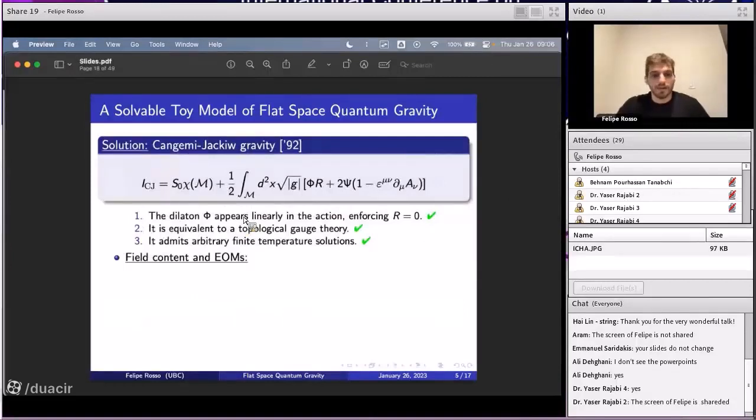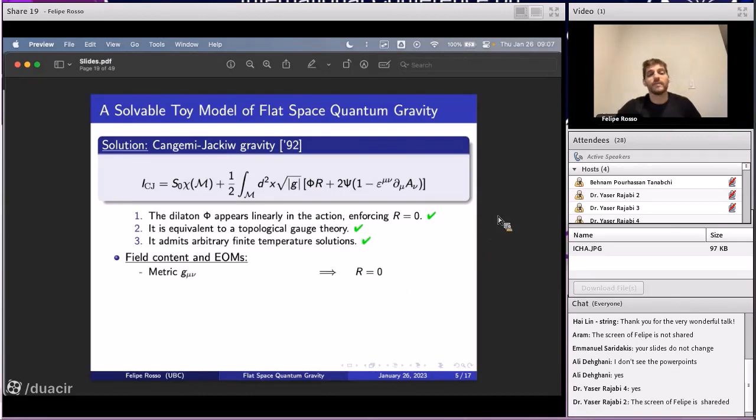So the features that this action has, that from now on I will call CJ gravity, are the ones listed over here, 1, 2, and 3, okay. And the main thing that adding this scalar psi and this abelian gauge field A are buying for us is that now the theory admits arbitrary temperature, finite temperature solutions, okay? In order to get a little bit more intuition about the theory, let's look at the field content and the equations of motion.